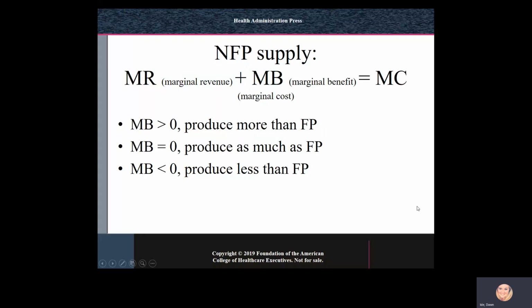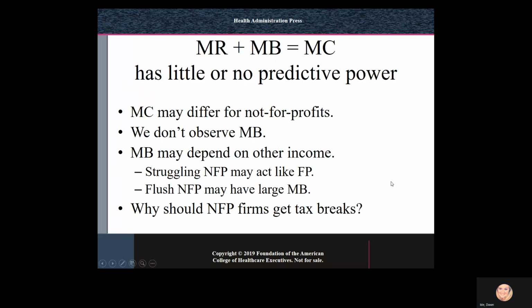Okay, so not-for-profit supply. Marginal revenue plus marginal benefit equals marginal costs. If the marginal benefit is greater than 0, produce more than a for-profit. If the marginal benefit equals 0, produce as much as a for-profit. If the marginal benefit is less than 0, produce less than a for-profit. So the marginal cost may differ for not-for-profits.